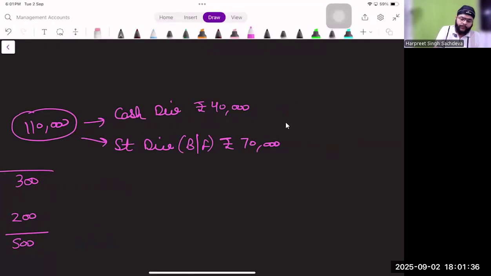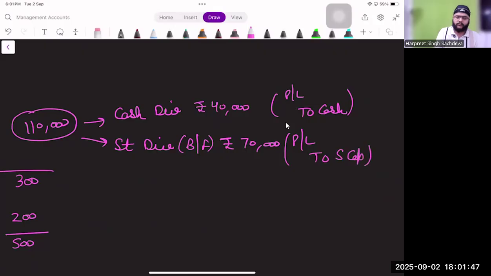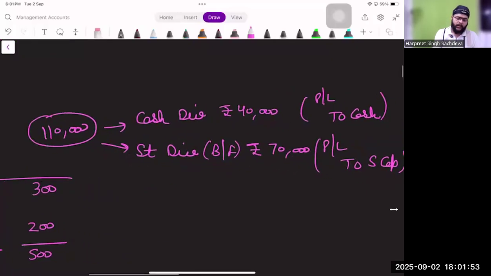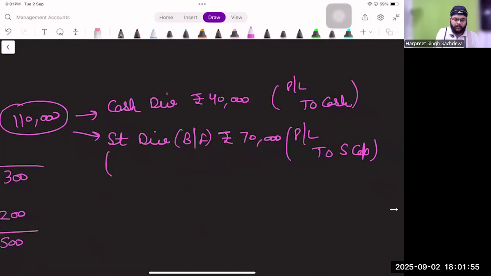Listen to one more thing: the journal entry of cash dividend is P&L account debit to cash, and the entry of stock dividend is P&L account debit to share capital. Okay Raja, P&L account debit to share capital. The next thing is P&L to share capital, when you are using your profits and issuing shares. It is also called bonus shares. Yes or no? It is also called bonus shares. Everyone agree? Yes or no?